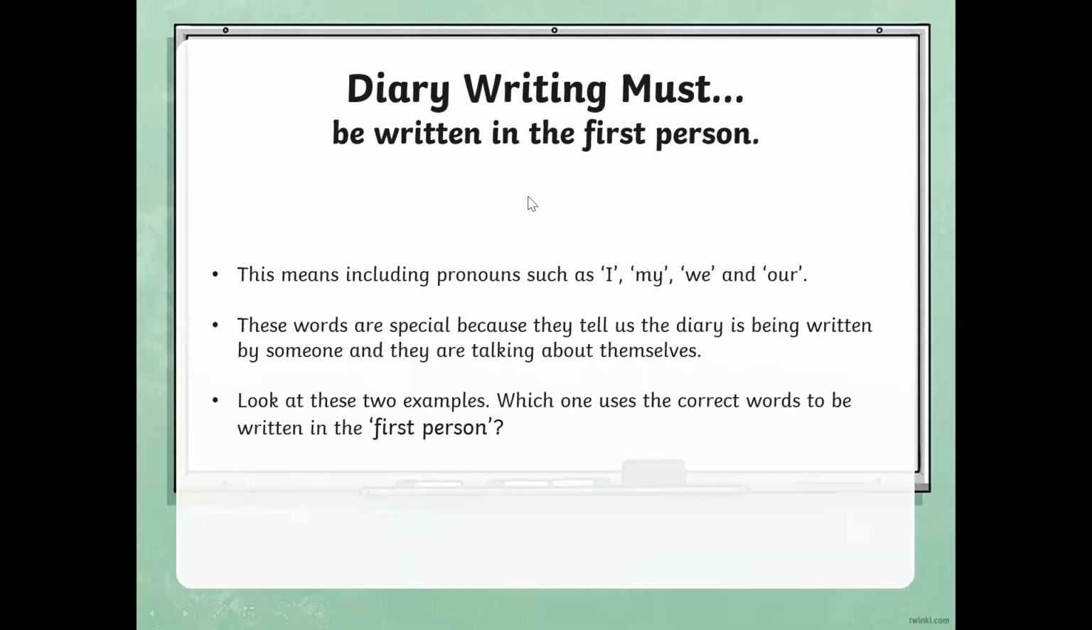A diary is always written in the first person, and what that means is it has pronouns such as I, my, we, and our. The first person means it's as if that person is writing it about themselves. These words are special because they tell us the diary is being written by someone and they are talking about themselves. Look at these examples.